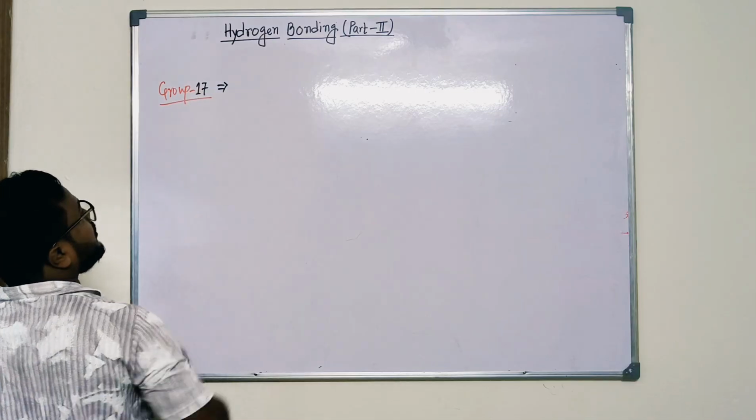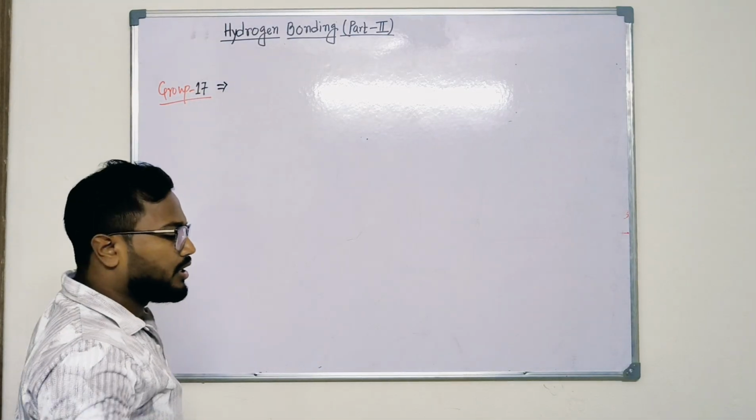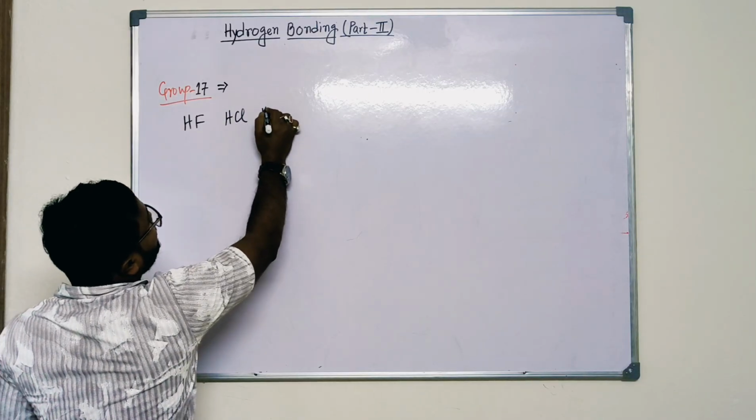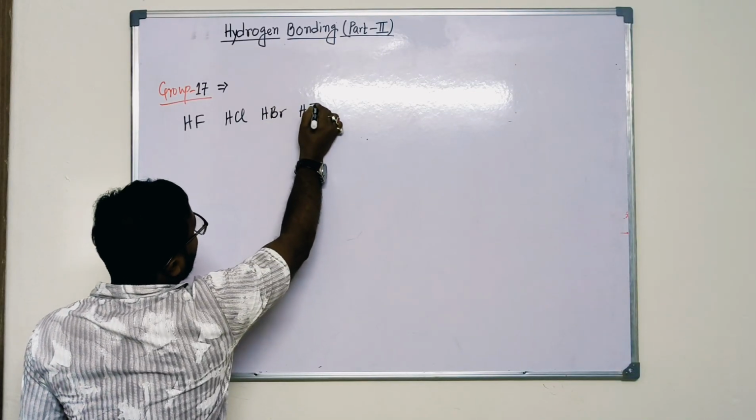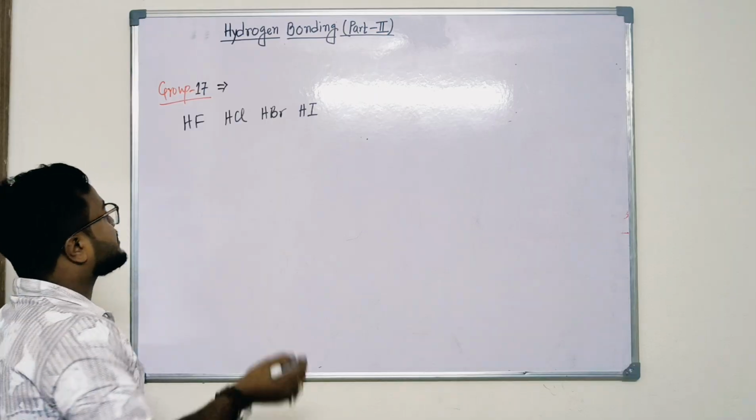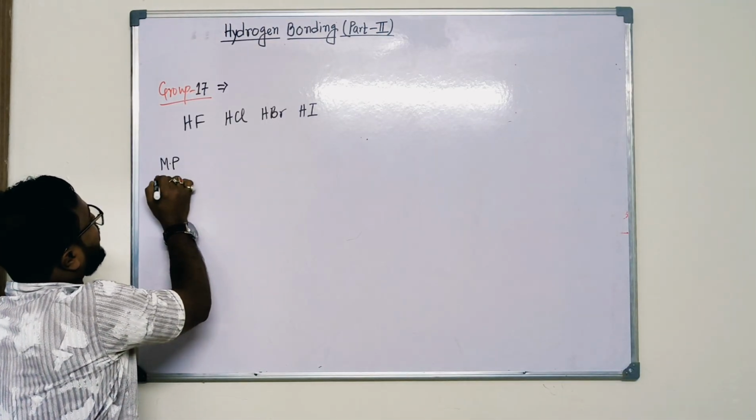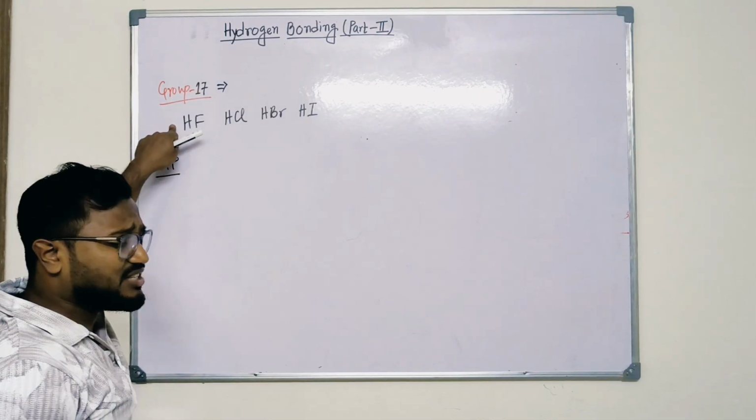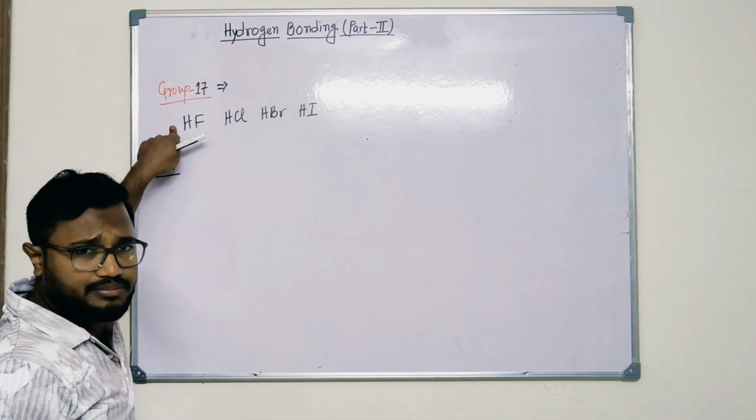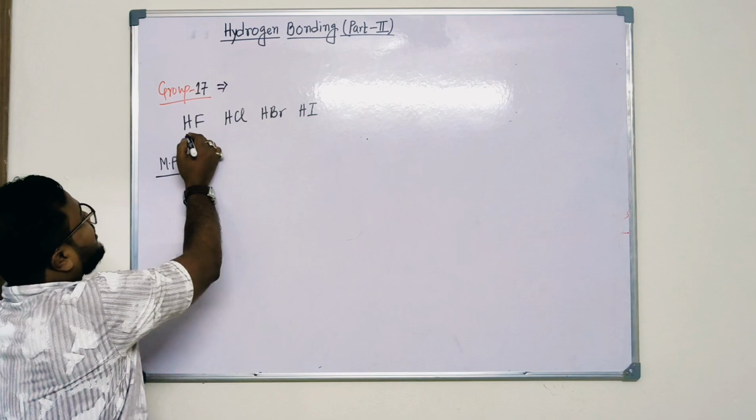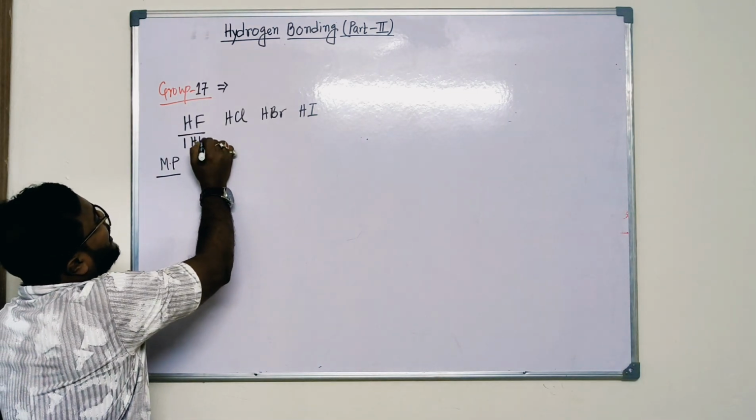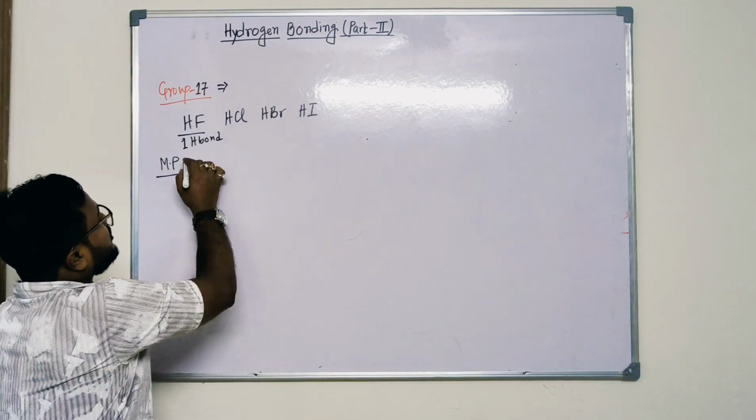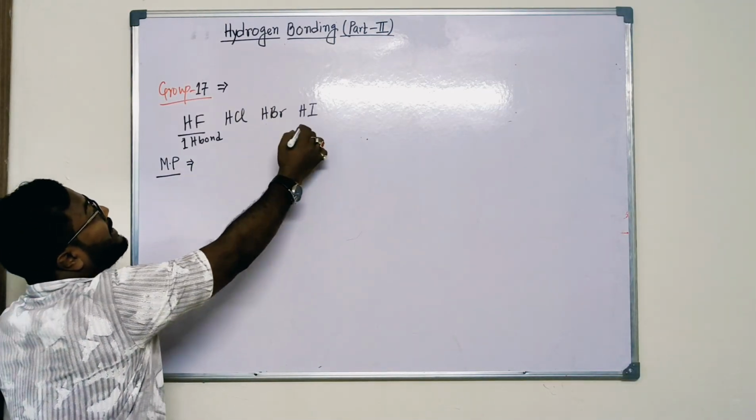We are taking group 17. What are the elements? In case of group 17, HF, HCl, HBr and HI. This is the halogen family. If we are comparing melting point, HF undergoes hydrogen bonding, but F is a very highly electronegative atom. As it is highly electronegative, it forms only one hydrogen bond. I already discussed this in my previous lecture. So as a result, melting point will be highest for HI.